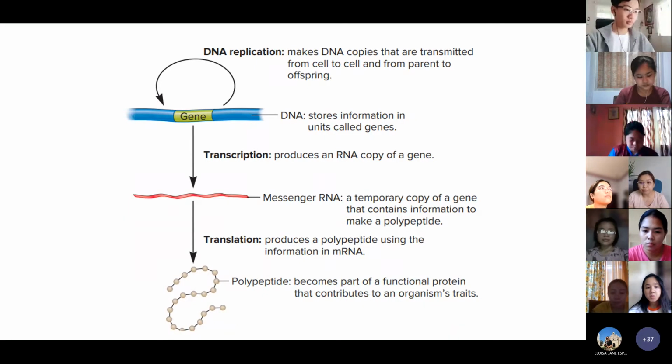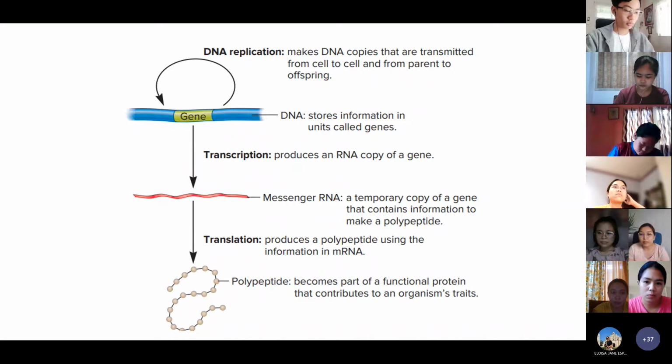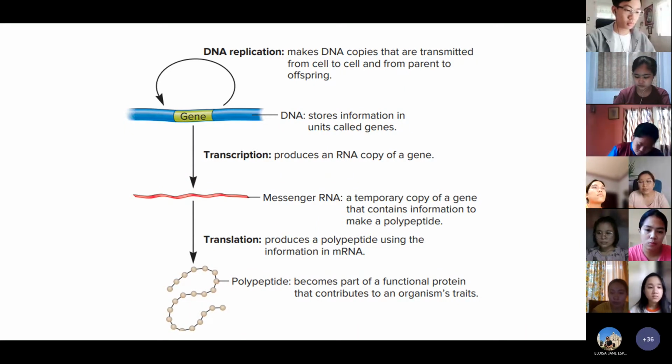Here we have a figure, a model. This model depicts what we call the central dogma of genetics, or the central dogma of molecular biology. It was Francis Crick in 1958 who first enunciated this dogma, and it specifically tells us that information flows from DNA to mRNA to polypeptide.